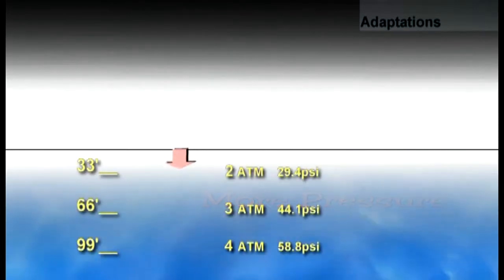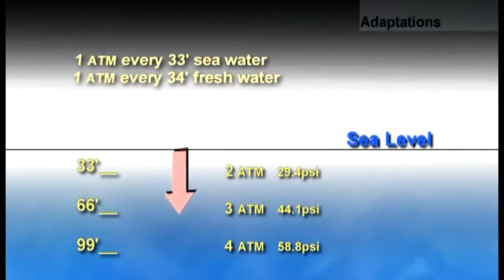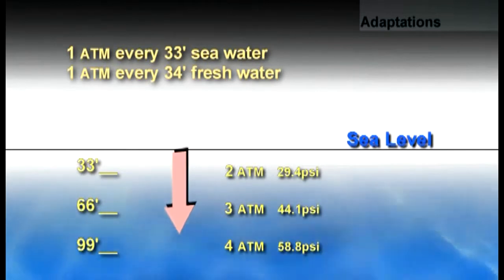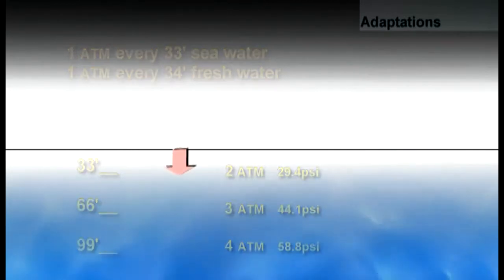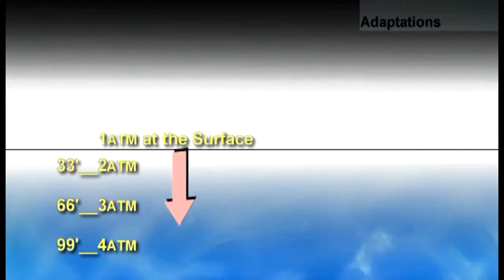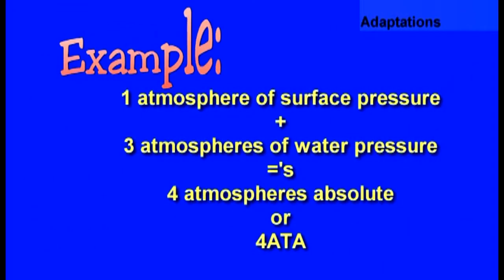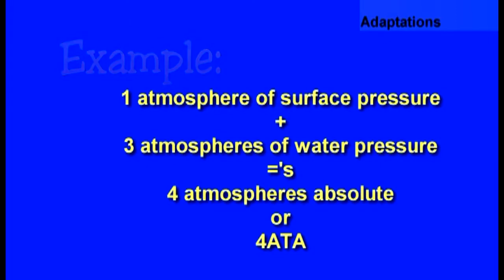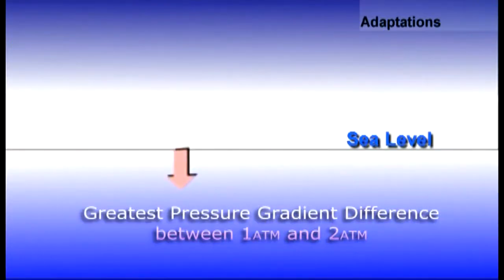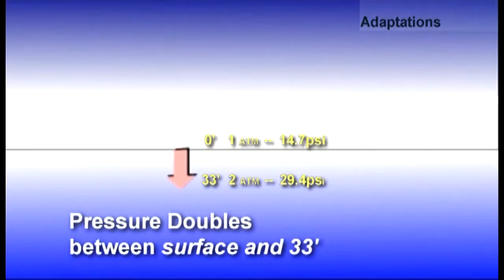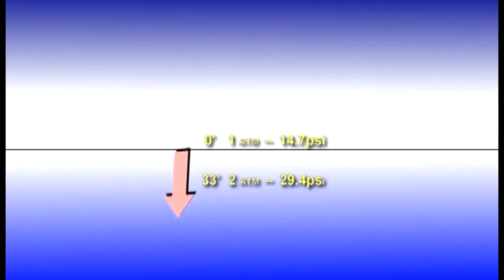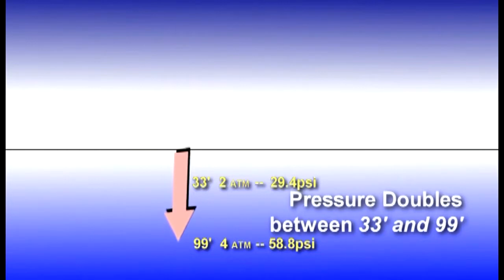Actually, with every 33 feet of seawater, there is an increase of 1 atmosphere. 34 feet in fresh water because it's less dense. We'll be discussing seawater to keep it simple. The accumulation of atmospheres combined with the surface atmosphere gives us a measurement in atmospheres absolute, or ATA. The greatest actual pressure gradient occurs between the surface of the water and 33 feet down. The same pressure change that happens between 33 and 99 feet.